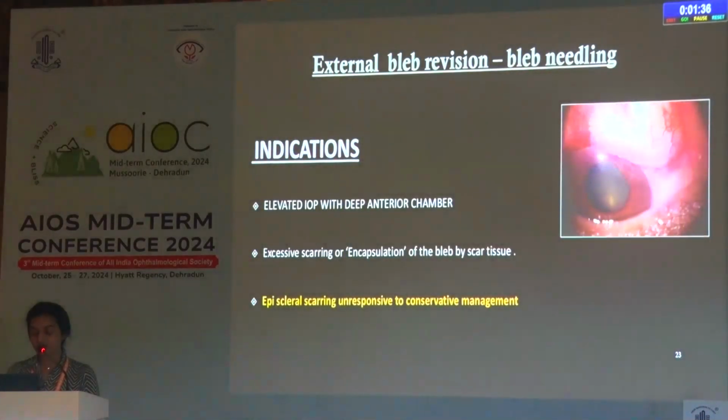When all the conservative measures fail, bleb needling is required. The prerequisites for bleb needling: elevated IOP with deep anterior chamber, encapsulation of the bleb or episcleral scarring.